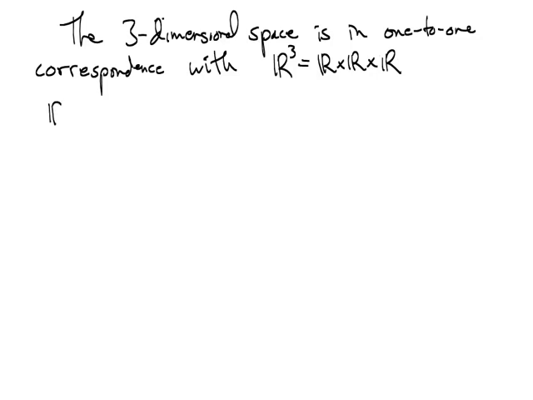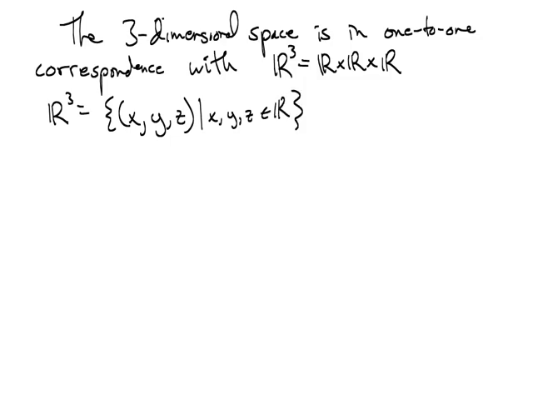Now what does that equal? In set notation, this is the set of all, well, instead of ordered pairs, we have ordered triples. All ordered triples, X, Y, Z. We're going to make sure that those are all real numbers. X, Y, and Z are all real numbers. And again, we call that the set of ordered triples.